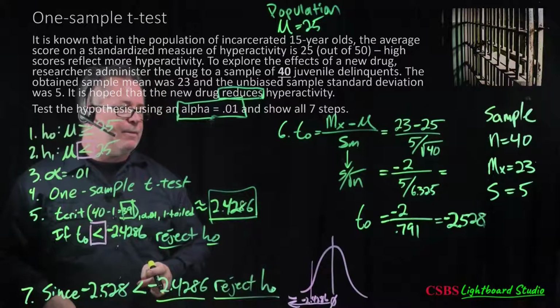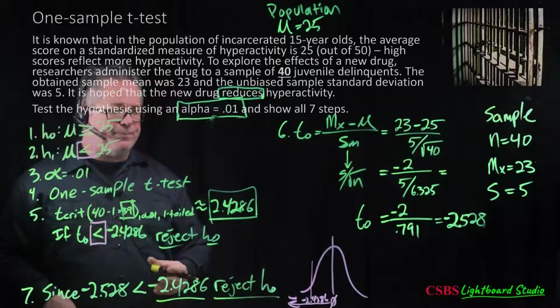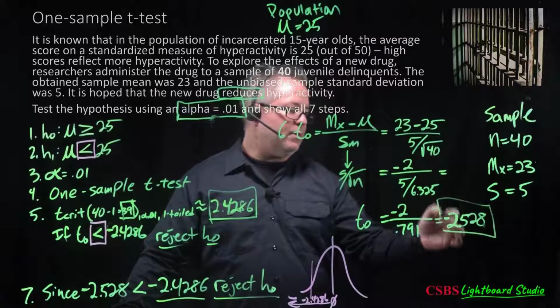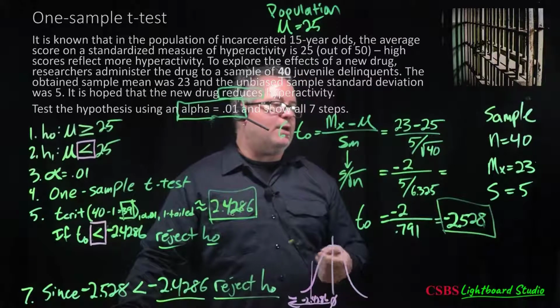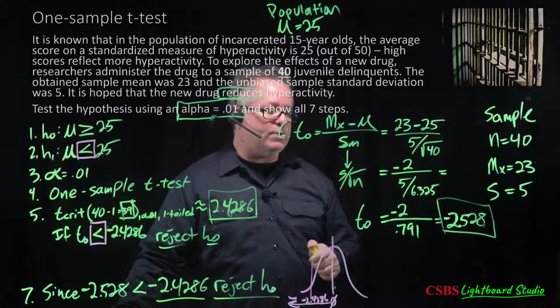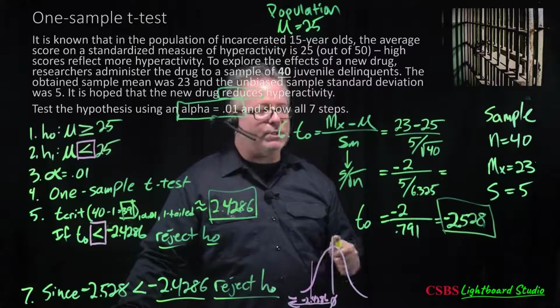All right. So our negative 2.528 value here, that change in 2 units, is enough for us to believe that the drugs are significantly reducing the hyperactivity in those 40 juvenile delinquents relative to the population.